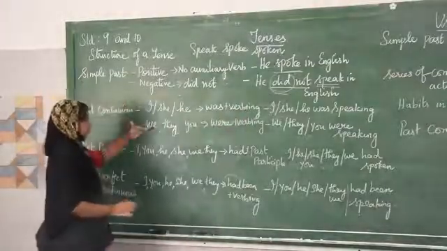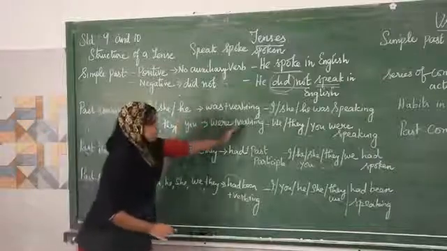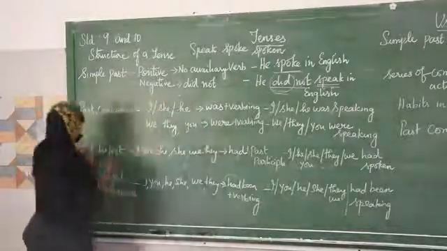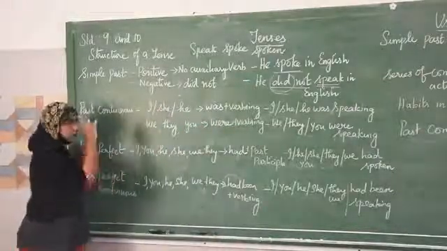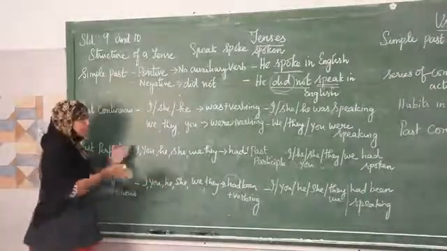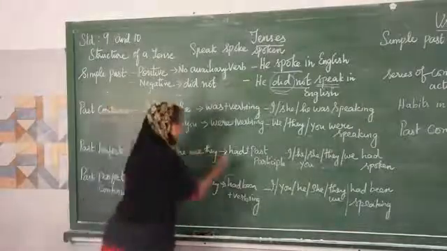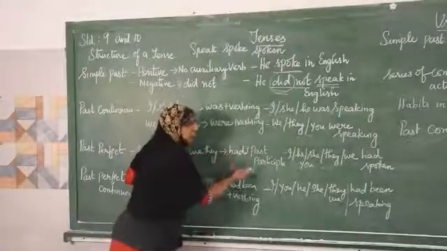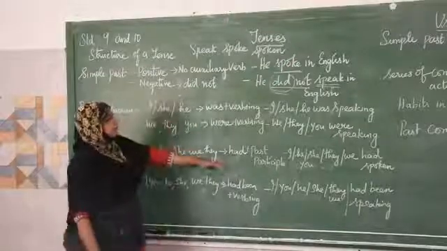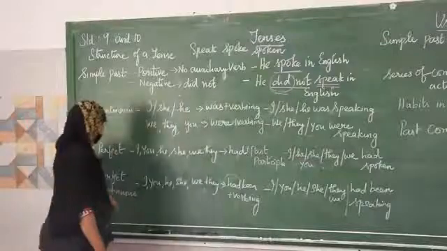For third person plural or second person, were plus verb plus ing. Then past perfect tense, always remember whether it is singular or plural. Clear? Singular or plural, first person, second person or third person, you have to use had plus past participle. What is the past participle of speak here? Spoken. And spoken is the third form of the verb.